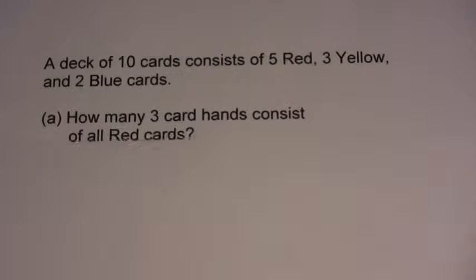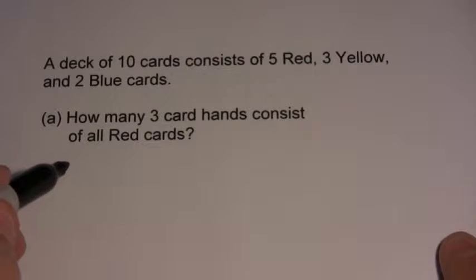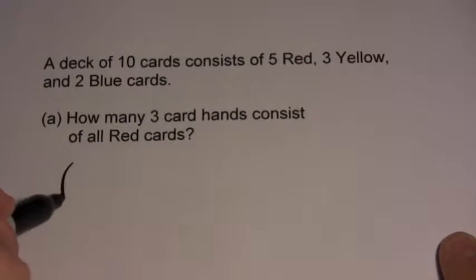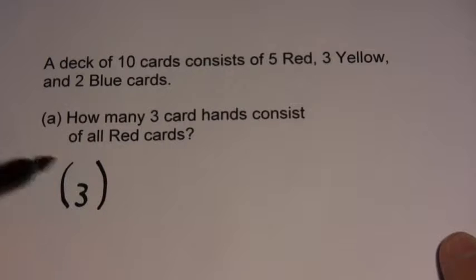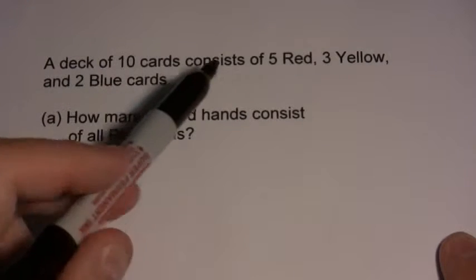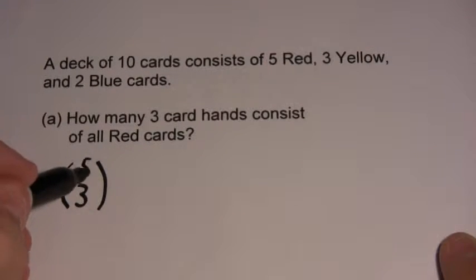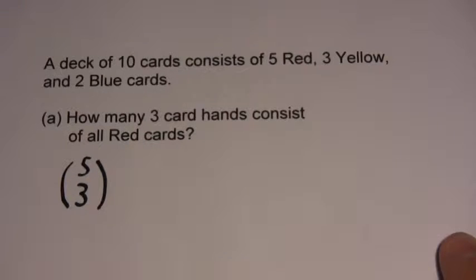Well, think about that a minute. It's a combination because order doesn't matter. I want to choose 3 cards and I want them all to be red. So I look and there are 5 red cards. So the answer is a combination of 5 things taken 3 at a time.